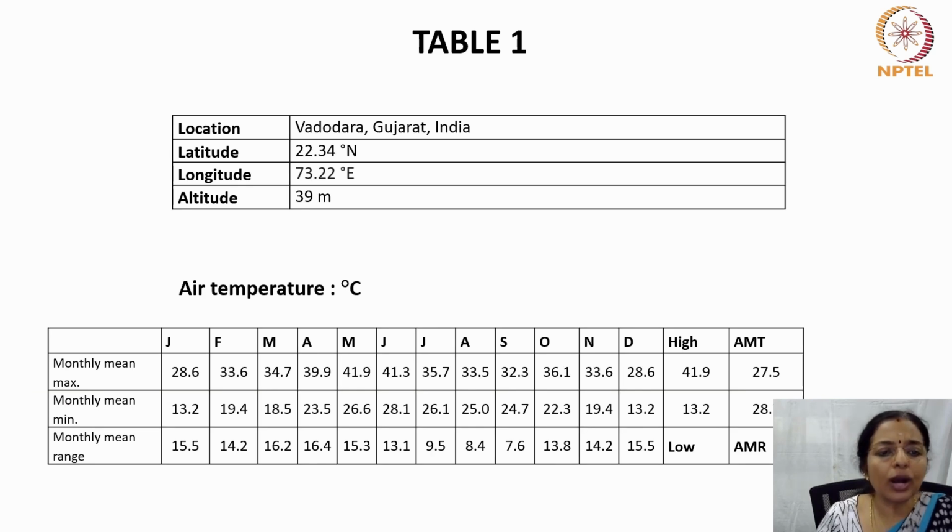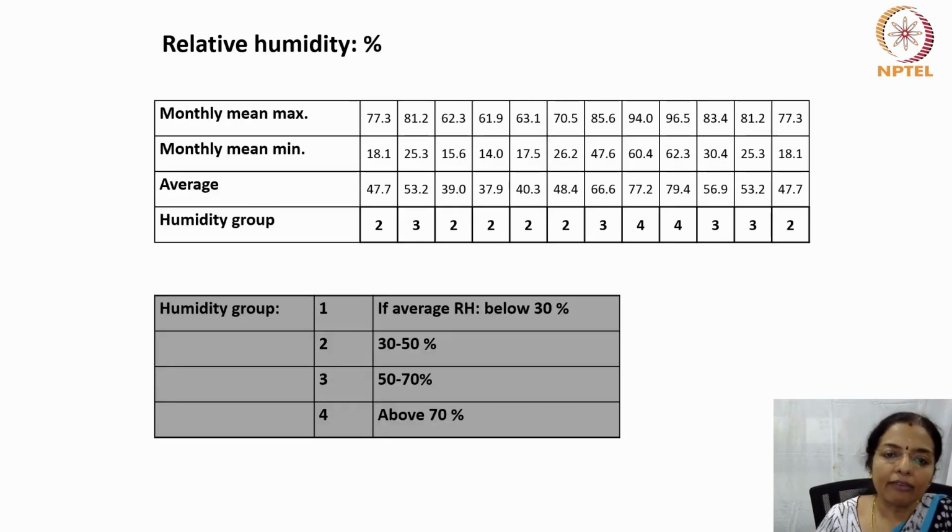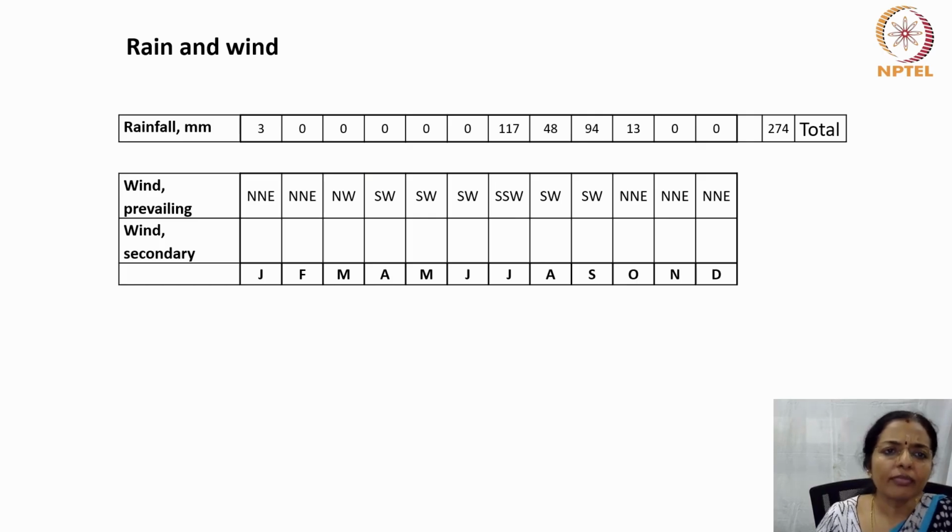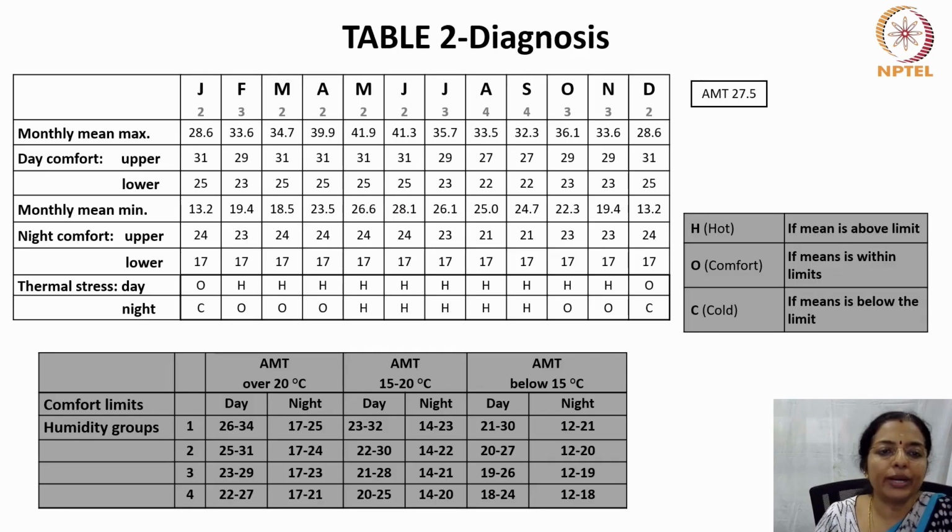So after filling this in the table, I have calculated the AMT and AMR and I have calculated the high and low here. I have also noted the monthly mean maximum and monthly mean minimum relative humidity and calculated the average relative humidity and entered the humidity group. Okay, say I've entered 2 because this falls in this category, and so on. Like how I had demonstrated for Chennai, I have done this for Vadodara also. I have entered the rainfall and the wind direction and done the diagnosis.